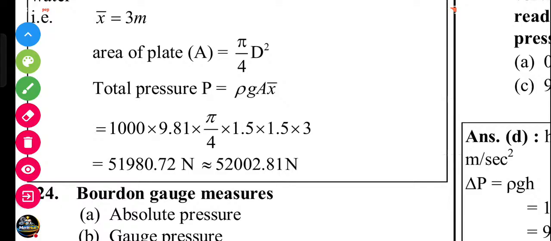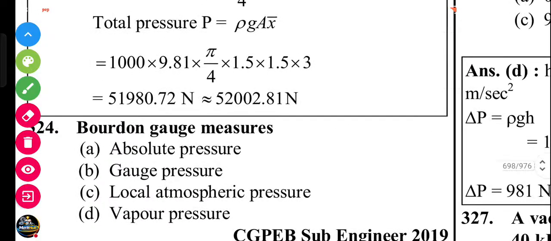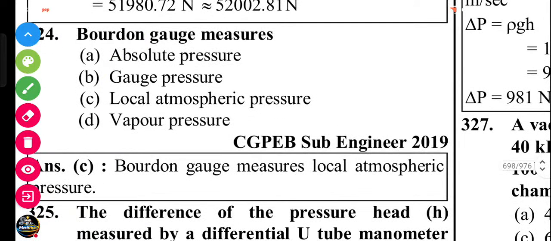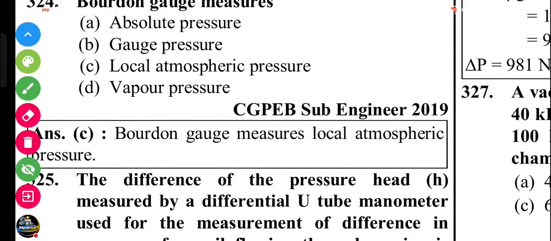Here is x bar. The Bourdon gauge measures the absolute pressure, gauge pressure, local atmospheric pressure, or vapor pressure. Bourdon gauge measures the gauge pressure. Let's check the answer. Sorry, I am wrong. The Bourdon gauge measures the local atmospheric pressure.